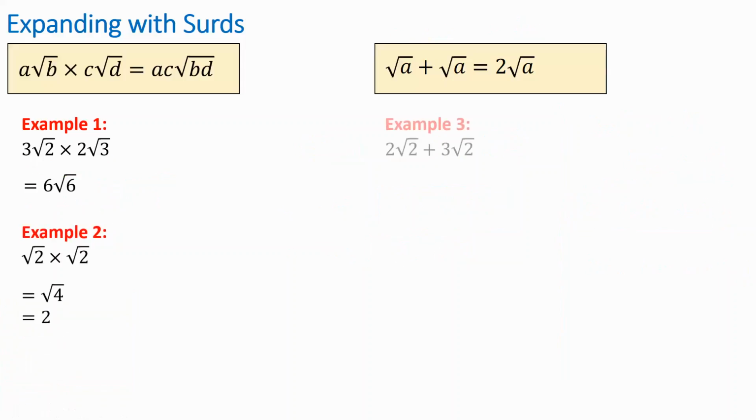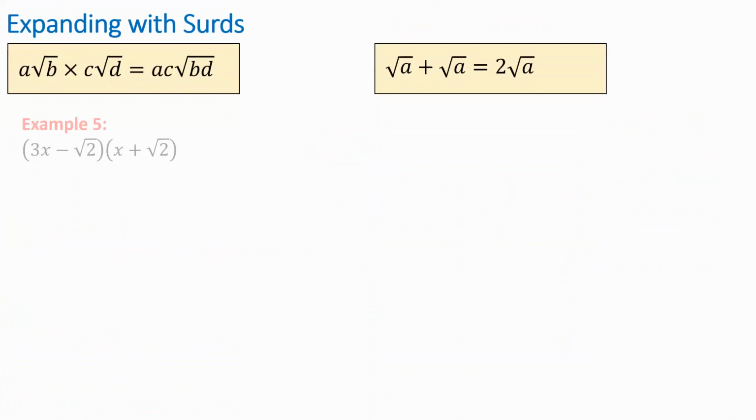Let's do, not that one. Where is it again? All right, multiplication. Let's do this one now. I want you to expand 3x minus root 2 times x plus root 2. So we're combining the two slides, first slide and second slide. I want you to expand this for me.